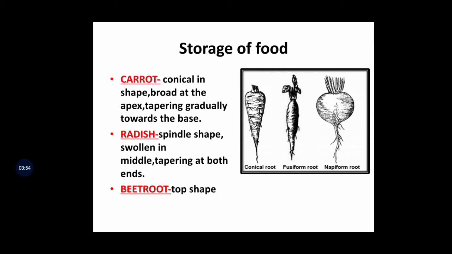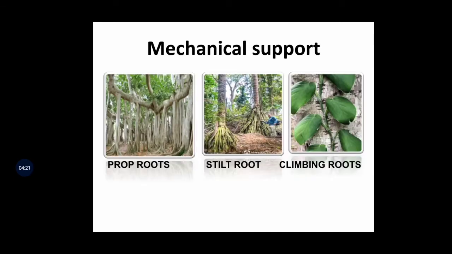At times, like in the case of turnip and beetroot, the taproot takes the shape of a top, that is spherical at the base and tapering shortly towards the apex. They are called top-shaped roots. In the case of carrot, the shape is conical, broad at the apex and tapering gradually towards the base, and such modified roots are called conical-shaped roots. In order to give mechanical support to plants, the roots are modified, as seen in the banyan tree. Example: prop roots.